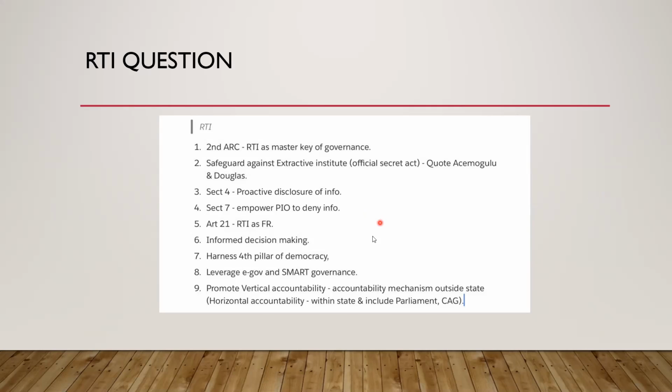So RTI. Okay, RTI is a technical topic. RTI comes in GS2. RTI comes in ethics. Both are different, but we'll use some of the common themes of RTI. So you can use this line: RTI is a master key of governance, or RTI led to accountability and other things. So you can say it is a safeguard against extractive institutions. So you can quote this.